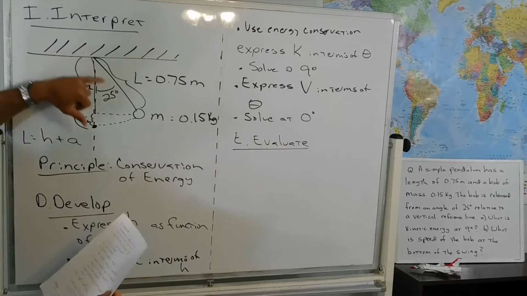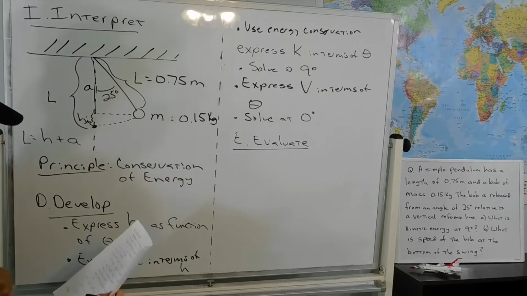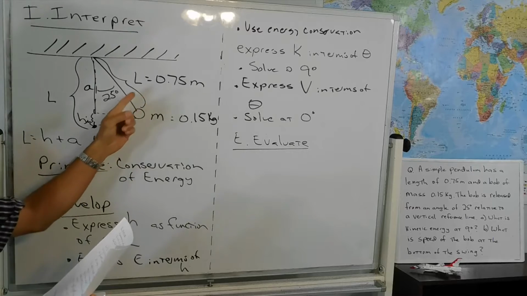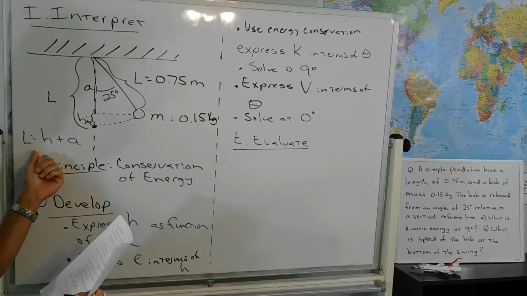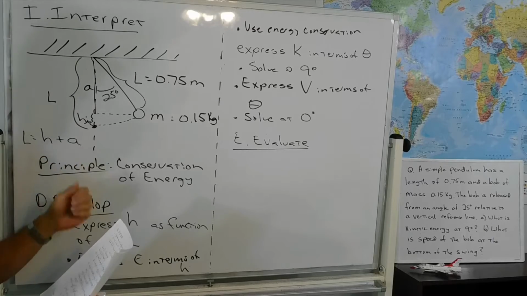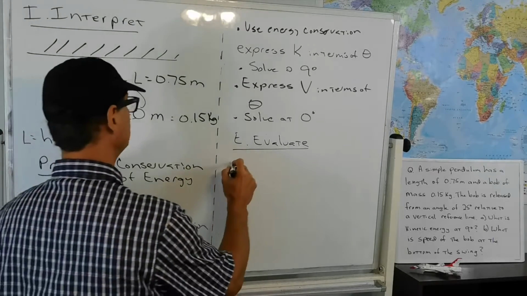So the hypotenuse, the way we've drawn the triangle here, is L. The adjacent side is A. We've got our equation here that L equals H plus A. Now let's think about SOHCAHTOA.